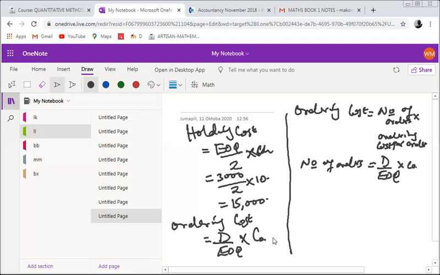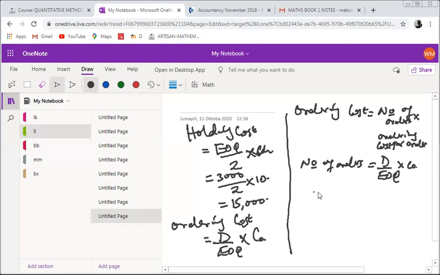So if I need 100,000 units and I'm ordering a quantity of 10,000 each time, then I'm going to get the number of orders as 100,000 units divided by that. And then I'm able to get that I'm going to make 10 orders. 10 orders now times the ordering cost per order.